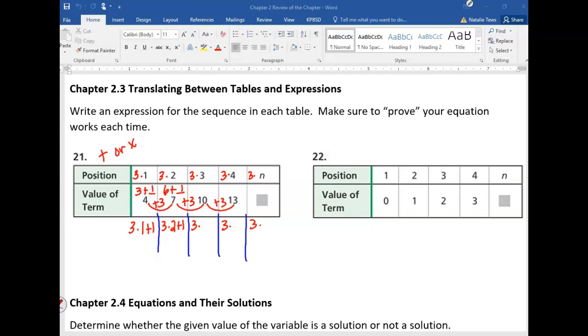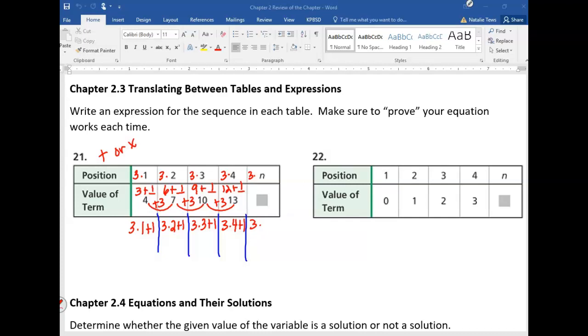Okay, all right, now I have my next one. 3 times 3 equals 9 plus 1 gets me to 10? Yes, it does. So 3 times 3 plus 1. Then on this one, I have 3 times 4 is 12. 12 plus what equals 13? Look, I'm adding 1 again. So I know that my rule is correct. So I have 3 times 4 plus 1.